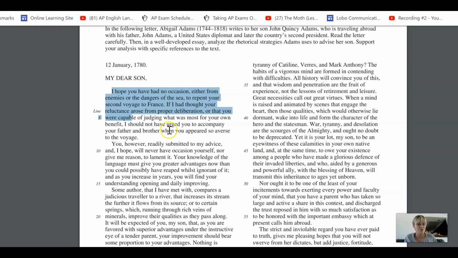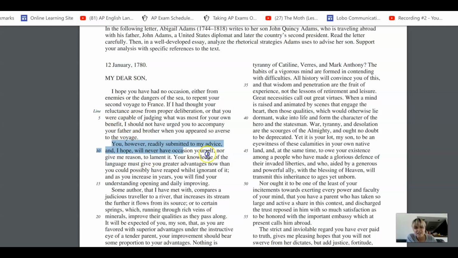All right, what's going on here? Already you're like, oh, it's talking like 1800s. So notice this, like, hope you have no occasion to repent your second voyage. If I had thought your reluctance arose from proper deliberation, right, I should not have urged you. So what do we know from this? He didn't want to go on this trip to France, and she was like, oh, you got to go to France, right? So on some level, the situation at the time is he's probably kind of pissed. He's probably like, Mom, you made me go on this trip. Well, okay, let's keep reading and see what happens next.